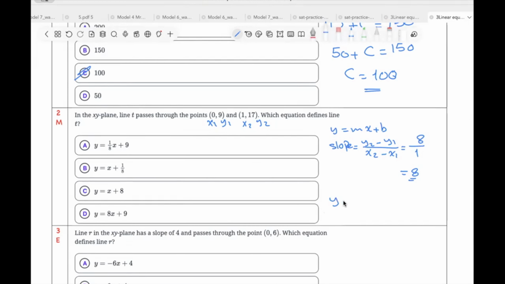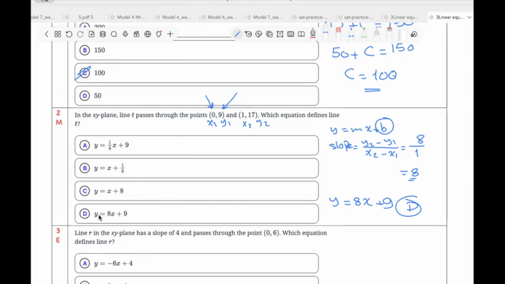Now we have y equals 8x plus b. And you know that at the y-intercept, x equals 0. So in this point, x equals 0, so the y-intercept equals 9. So it's 8x plus 9, so the answer is D.